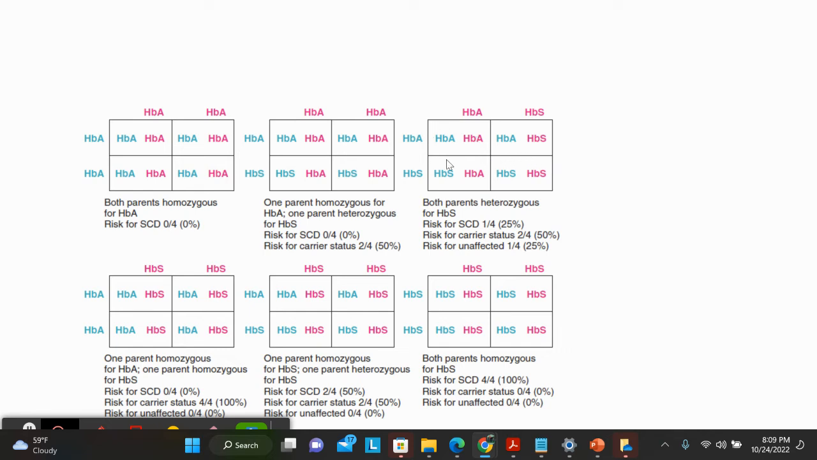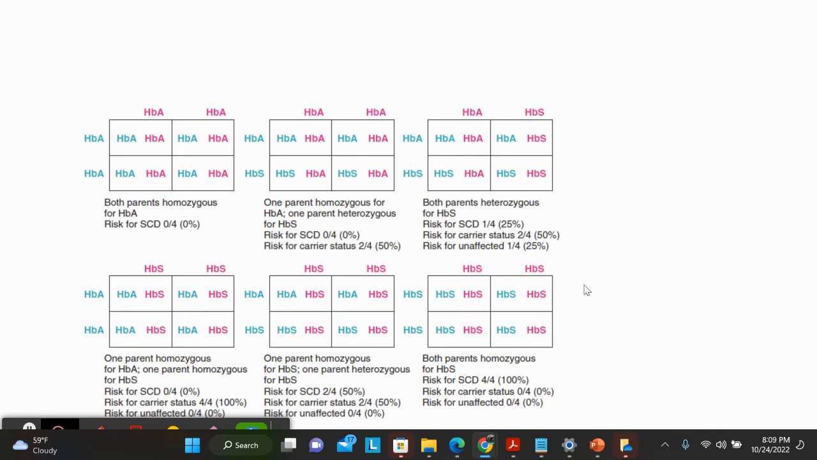Unaffected, also 25%, because in this case, they inherited 2 dominant normal alleles. Risk for being a carrier, 50%. They get 1 of each, 1 from each parent. So that would be how you calculate the probability.